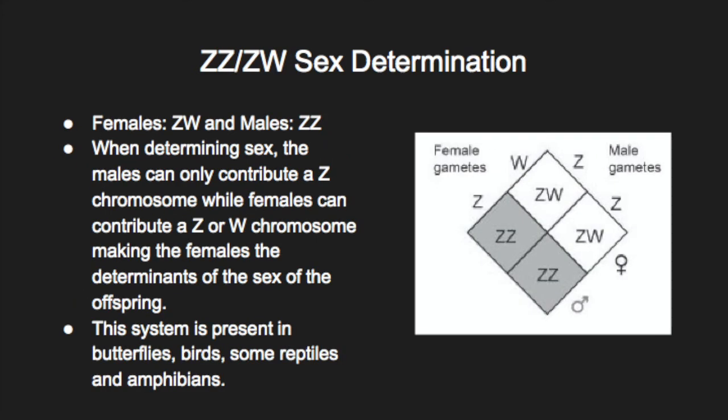The final chromosomal sex determination system we will be discussing is the ZZ-ZW sex determination system. One should be careful to not associate the letters Z and W with the shape of the chromosome. Rather, this is meant to not confuse it with that of the XX-XY system. In this system, females are ZW, the heterogametic sex, and males are ZZ, the homogametic sex. When determining sex, the males can only contribute a Z chromosome, whereas females can contribute a Z or a W chromosome, allowing their gametes to determine the sex of the offspring. This system is present in butterflies, birds, and some reptiles and amphibians.